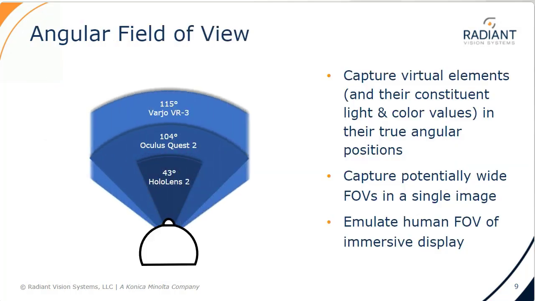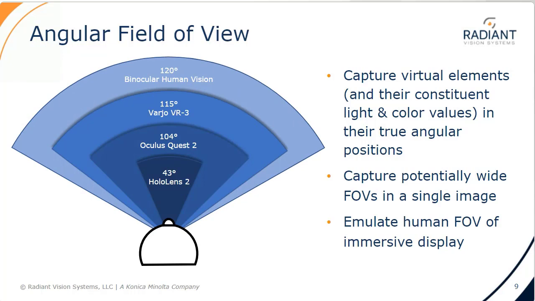Okay, the angular FOV, or field of view, is also important because XR devices display virtual images in angular space. This creates an immersive viewing condition that emulates the human visual field. The imaging lens of the display test system must therefore capture values at angular positions to measure virtual images as they are seen by the user.